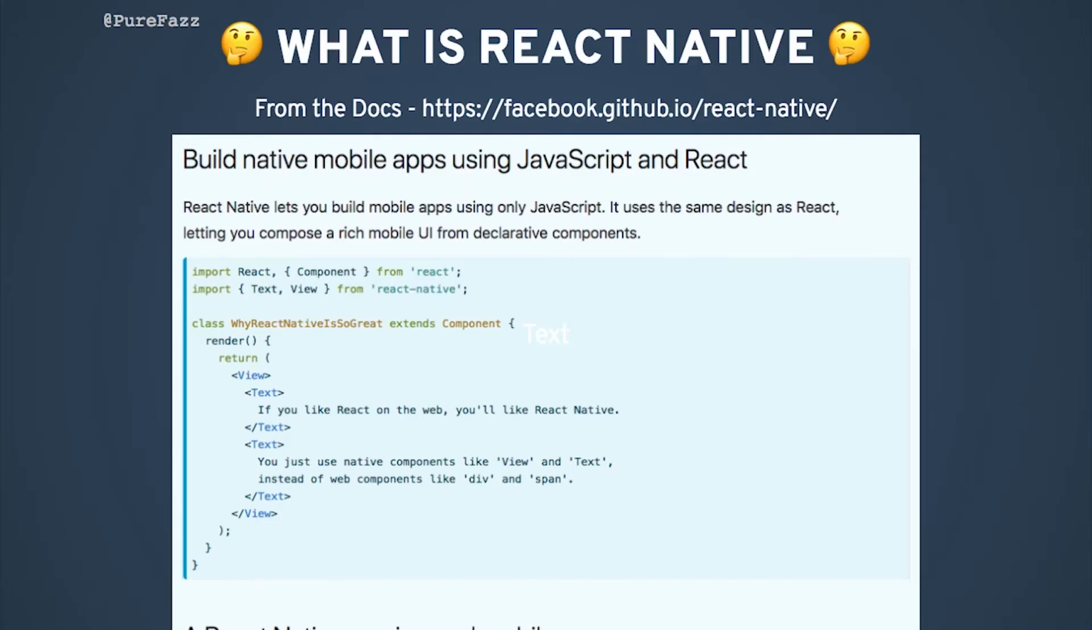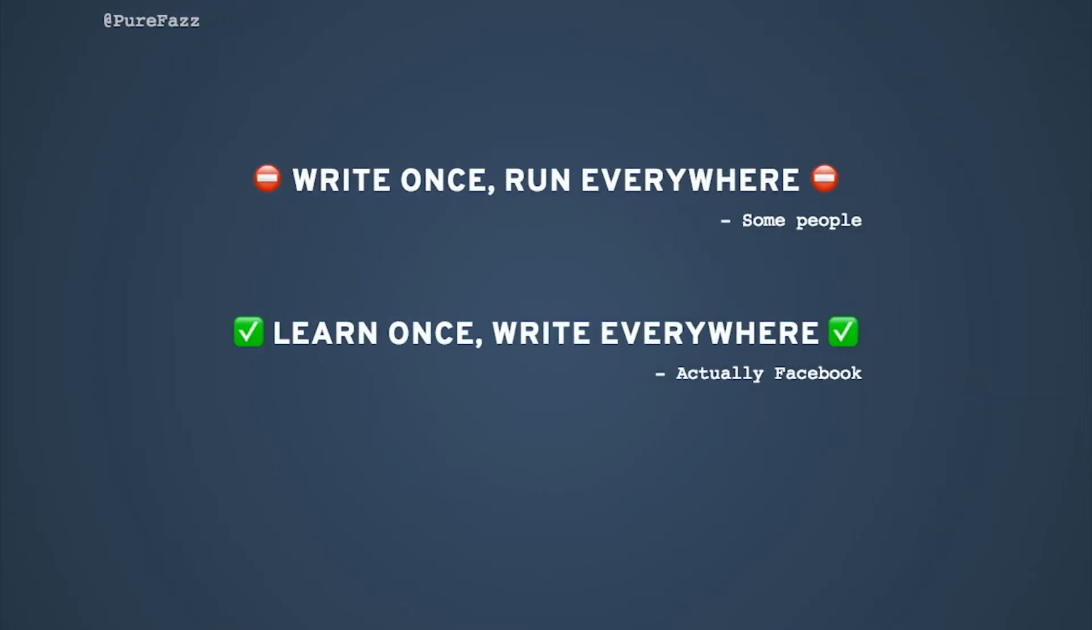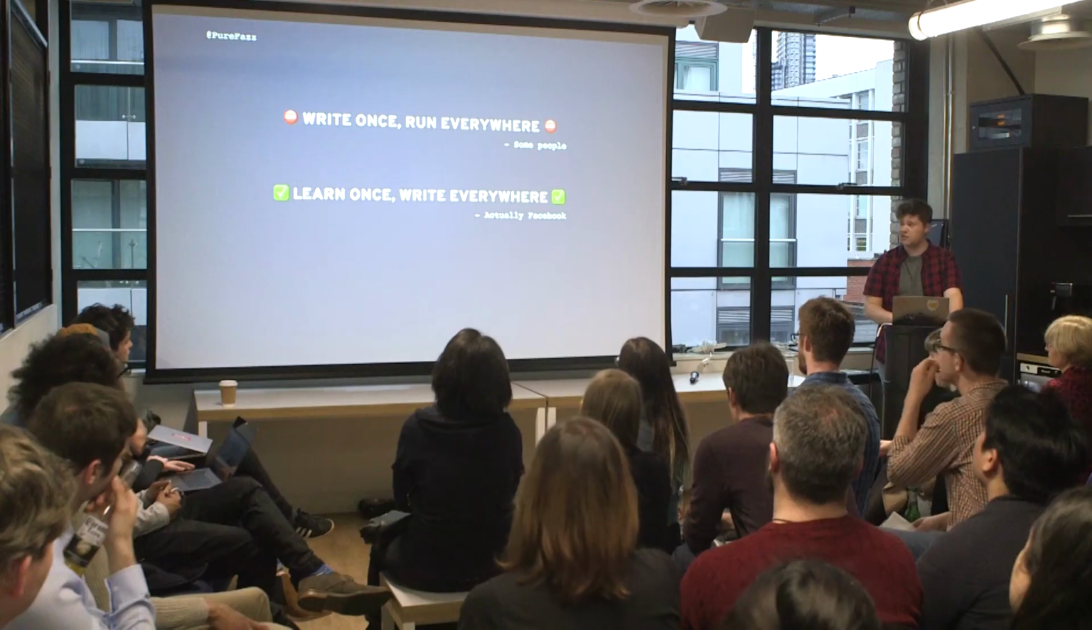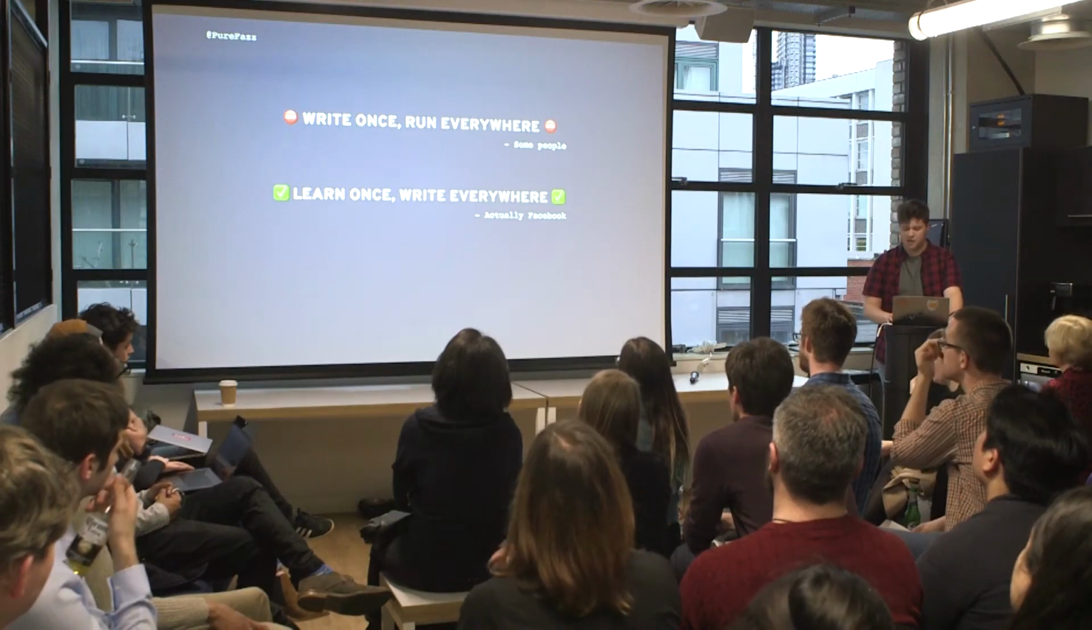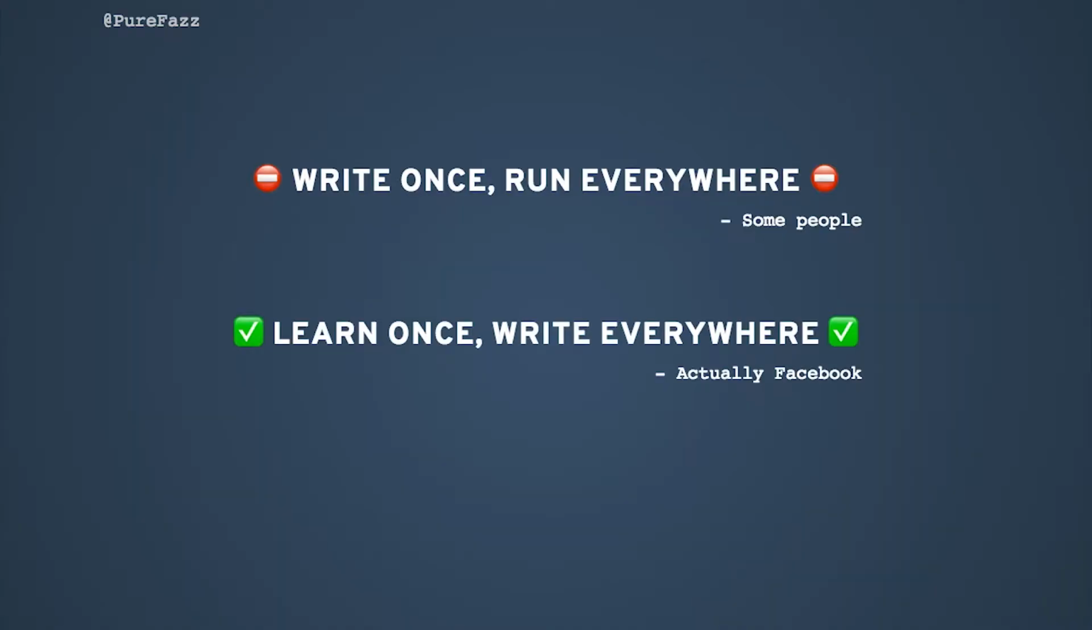So that's React Native. So when React Native came out, a lot of people started saying this concept of write once, run everywhere existed. And that's what people were assuming was the goal of React Native, but it's actually not. What Facebook actually has said from the beginning is that React Native is a learn once, write everywhere framework. And so what do they mean by that?